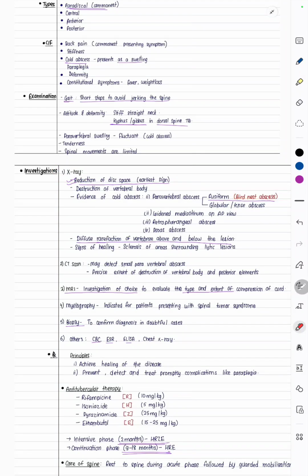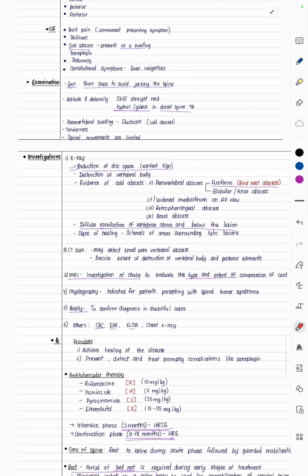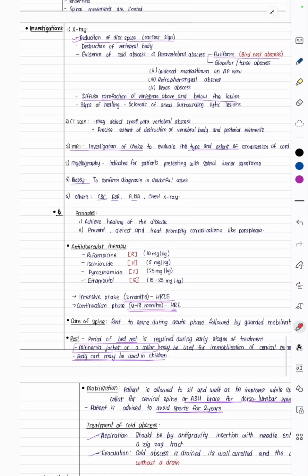Then apart from the retropharyngeal abscess, psoas abscess can be seen, which are the evidence of cold abscesses. Then talking about the vertebrae above and below the lesions, there is going to be diffuse rarefaction that is seen. In the CT scan, the abscesses can also be visualized, while the investigation of choice for TB spine is going to be the MRI, where the type and extent of the compression is seen. If it is still not understood, then biopsy can be done, otherwise CBC, ESR, ELISA can be performed.